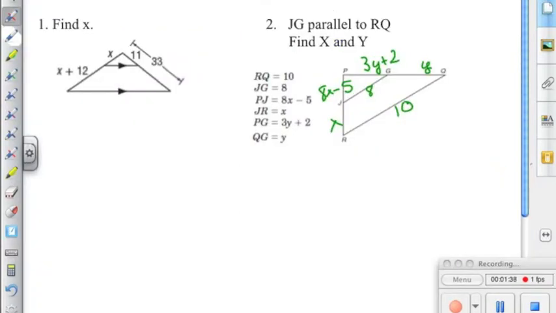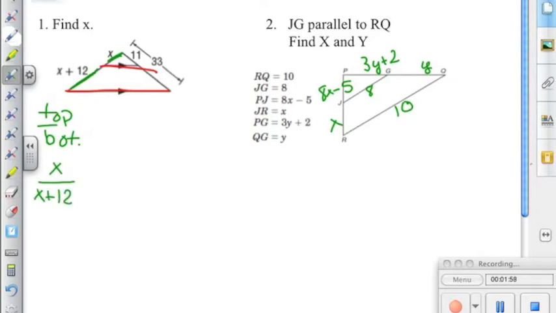In our first example, we have two parallel lines, so I'm thinking, okay, I can use these relationships. On this side, I see this is the top piece and this is the bottom piece, so I'm thinking top over bottom relationship. I'm going to take x and use x plus 12. When I go over to the other side, I see 11. I need to use this bottom piece, so I'm going to take 33 minus 11, that's 22.